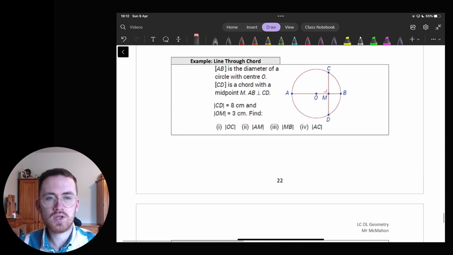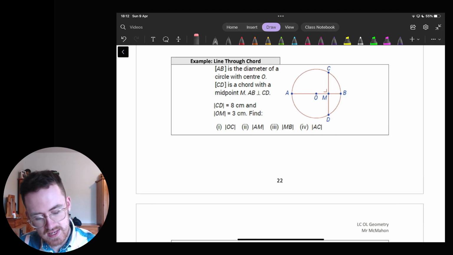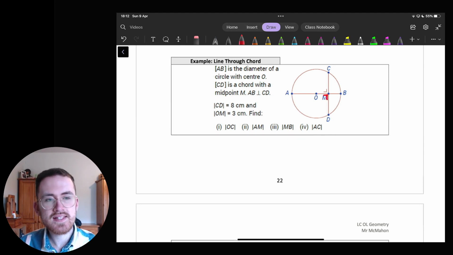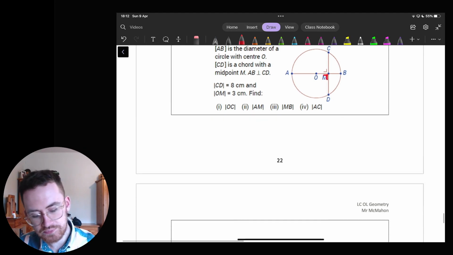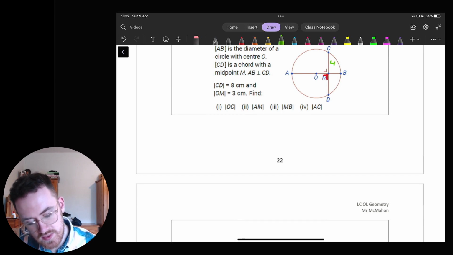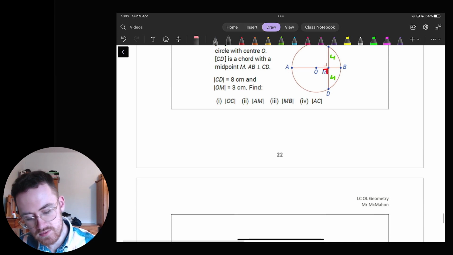And this is one working with a chord. So we're told AB is the diameter, so it goes through the center. CD is a chord with a midpoint of M. AB is perpendicular to CD, so that's my line. AB is perpendicular to CD, so we're going to have to use my last theorem there, and that's what's drawn in here. So we're cutting at a right angle. CD is 8 centimeters. And if CD is 8 centimeters, that means that this is 4 and this is 4. Okay, and we can write that down.